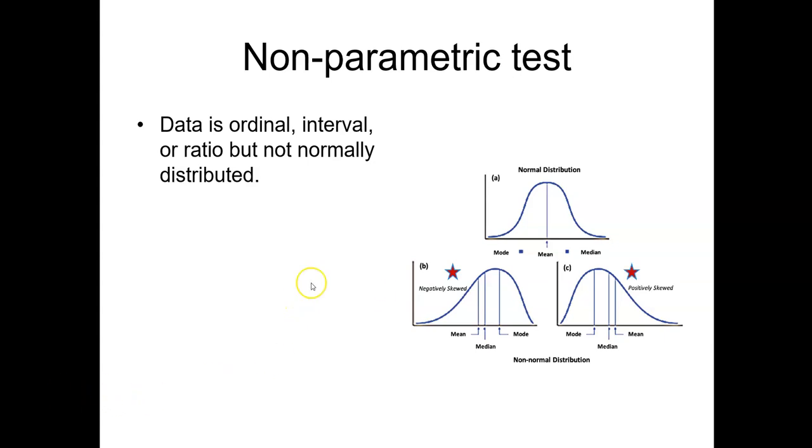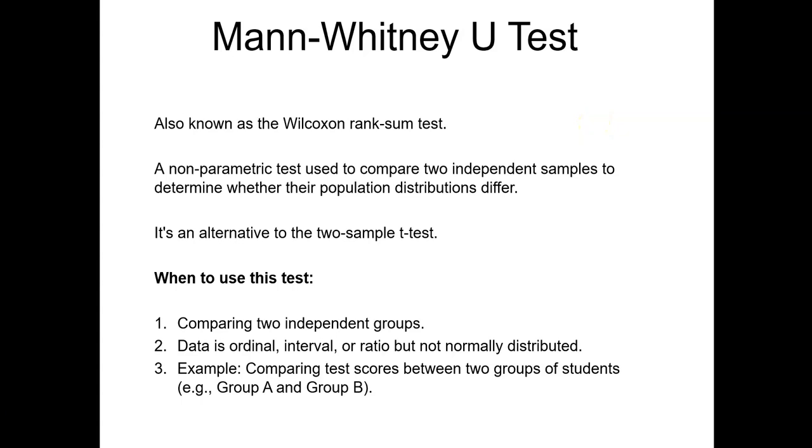Okay, so let's continue. In such a scenario where the data is not normally distributed, we use Mann-Whitney U test to know whether the distributions are the same or they differ. This test is also known as Wilcoxon rank sum test. It is a non-parametric test, as we all know now. It is used to compare two independent samples to determine whether their population distributions differ. It is an alternative to two-sample t-test.